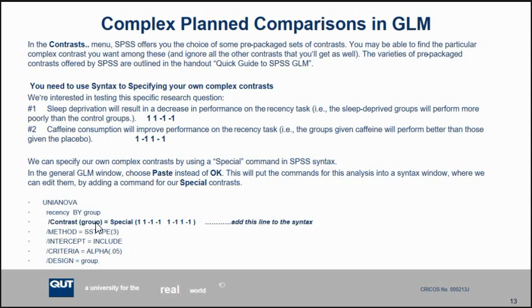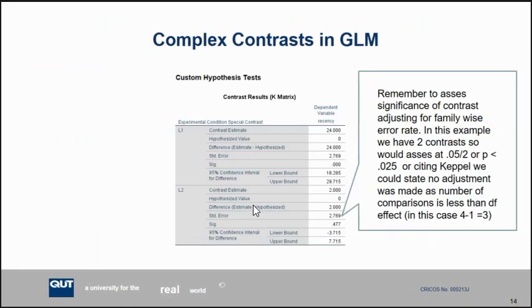So we want to get a contrast of the IV group, and it's a special contrast, and this is exactly what we want. It will bring up your contrast output looking something like this. Here's contrast 1 and here's contrast 2. You need to know what contrast you've asked for so you know what this output is referring to. So again, we can see there was a significant difference between those who were exposed to sleep deprivation and those that weren't, but no significant difference between those who received caffeine and those who received the placebo.